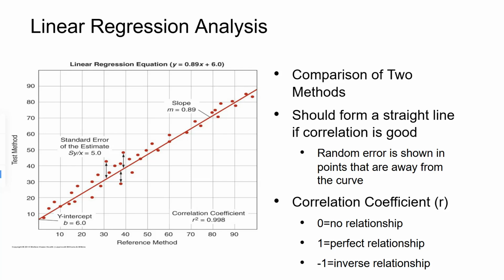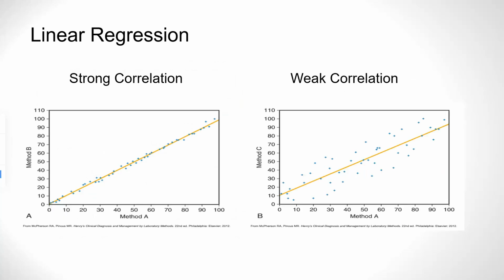Linear regression analysis, comparison of two methods, should form a straight line if the correlation is good. Random error is shown at points that are away from the curve. Correlation coefficient, 0 is no relationship, 1 is perfect, -1 is an inverse relationship. So now you can see the difference between a strong correlation and a weak correlation. So strong means all the data points are right along that central line. Weak means that the data points are kind of scattered all over the place.